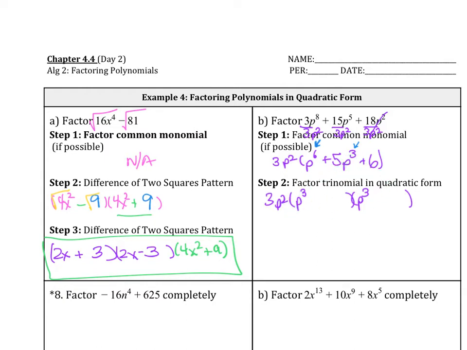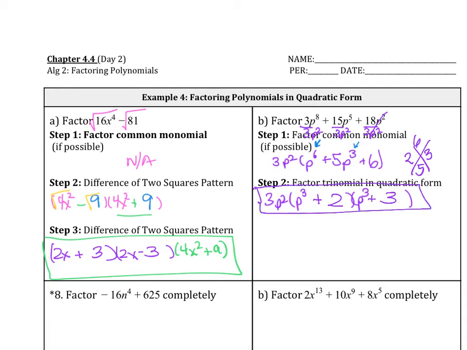So then we could do the x method to finish out what goes on the right side. So it multiplies to 6, it adds to 5. 2 times 3 is 6, and 2 plus 3 is 5. And they're both positive, so it doesn't matter where it goes, so it goes right in here. And this is completely factored.